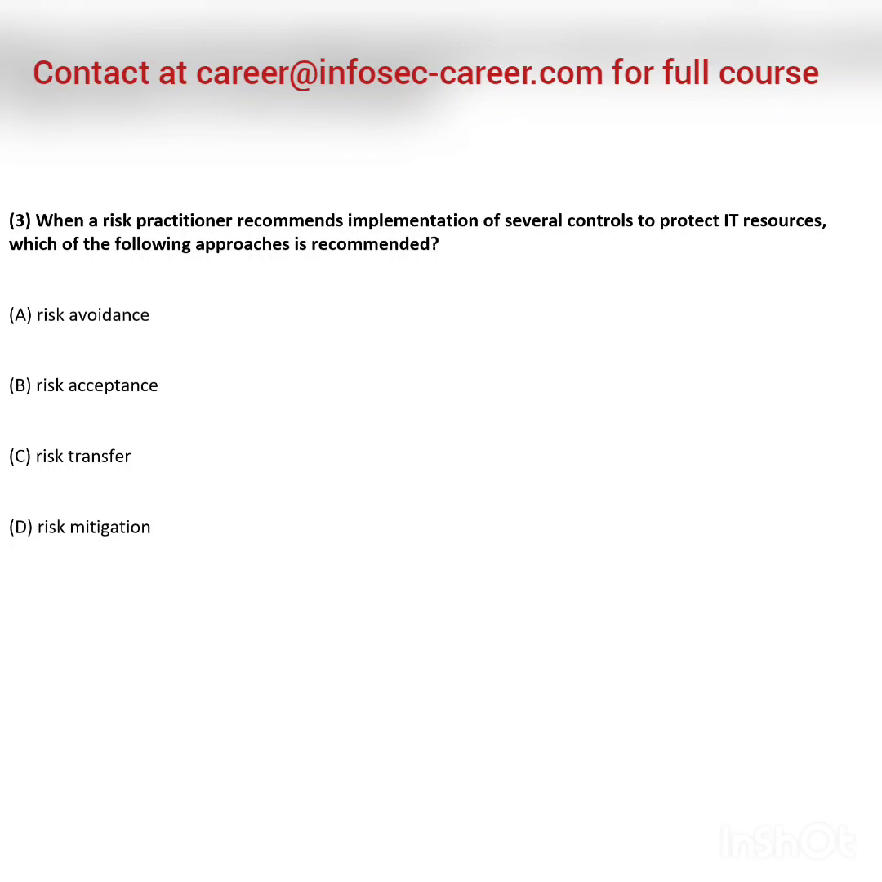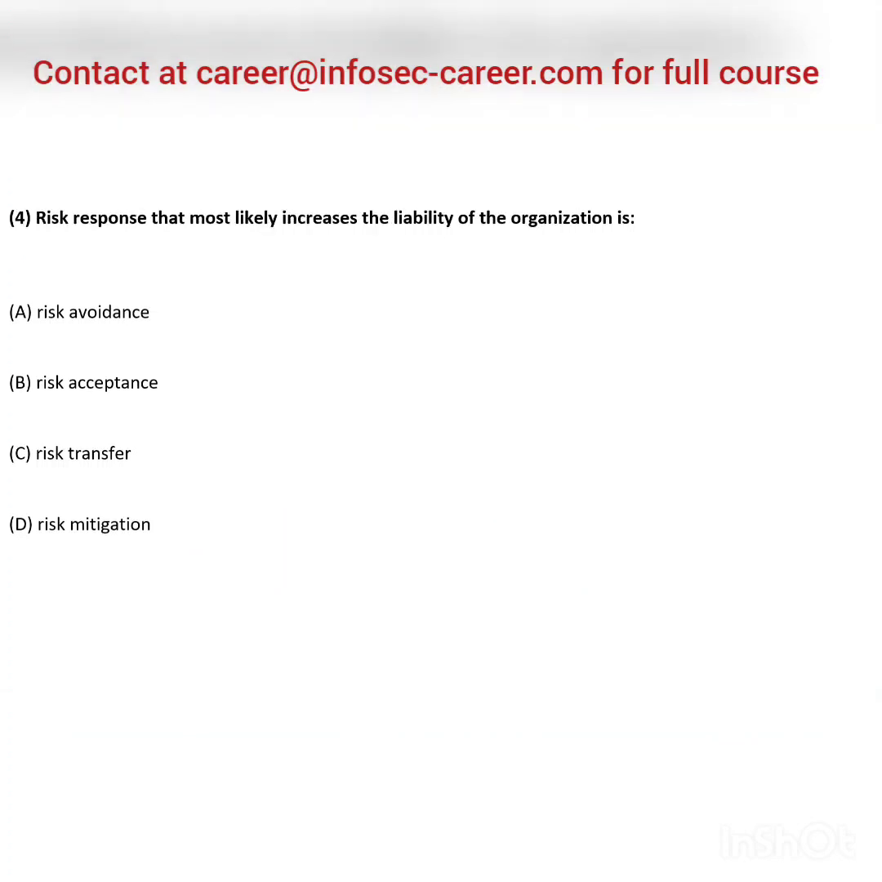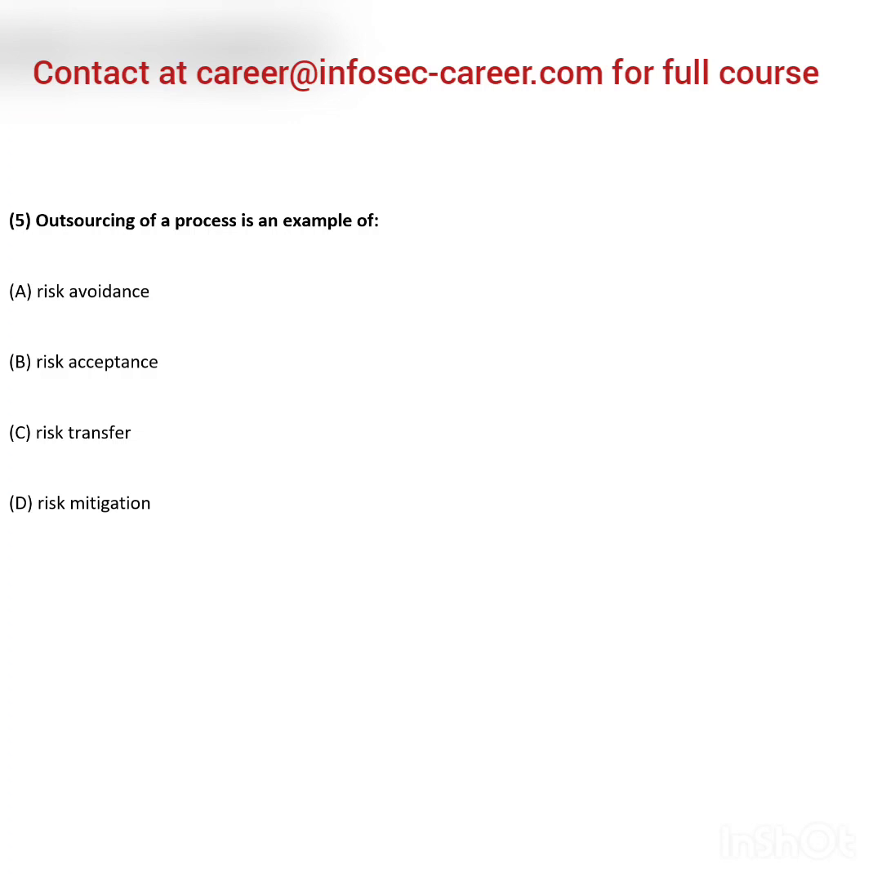When a risk practitioner recommends implementation of various controls to protect IT resources, which of the following approaches is recommended? Risk mitigation. The risk response that most likely increases the liability of the organization is risk acceptance. Outsourcing of a process is an example of risk mitigation.